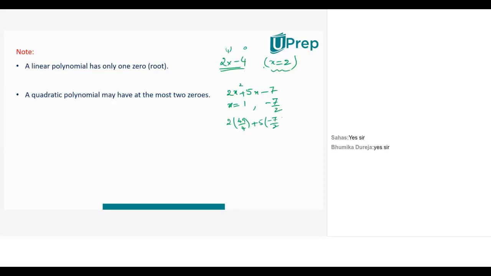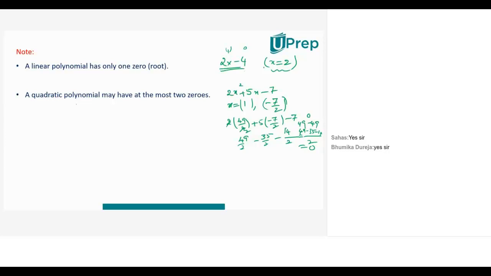This cancels by 2 times, so it is 49 by 2 minus 35 by 2. Because both of them are having denominator 2, I'll write the 7 also as 14 by 2. LCM gets easier. Now that all denominators are 2, what is the numerator? It is 49 minus 35 minus 14. 35 plus 14 is 49. It is 49 minus 49, 0. 0 by 2 is going to be 0. So this is becoming 0. 1, we already did in the last slide. The other one will be minus 7 by 2. Other than these two, you substitute any other value, it will never become 0.